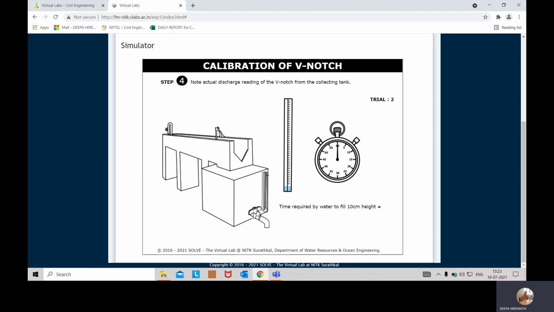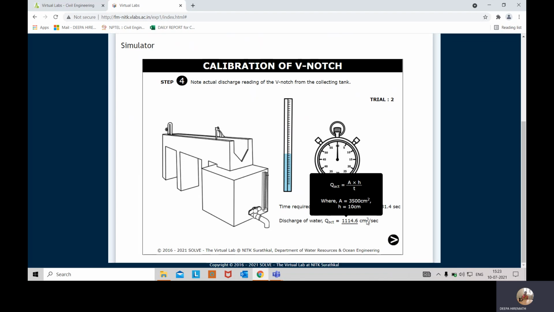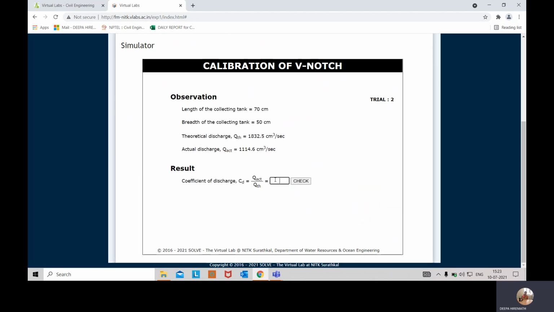Next I'm going to close this valve and record the time taken to collect 10 centimeter height of water. The time taken was 31.4 seconds, and using the Q actual formula I find the Q actual value, which was found to be 1114.6. So now I'm going to find the coefficient of discharge value, which was found to be 0.6 in trial 2.